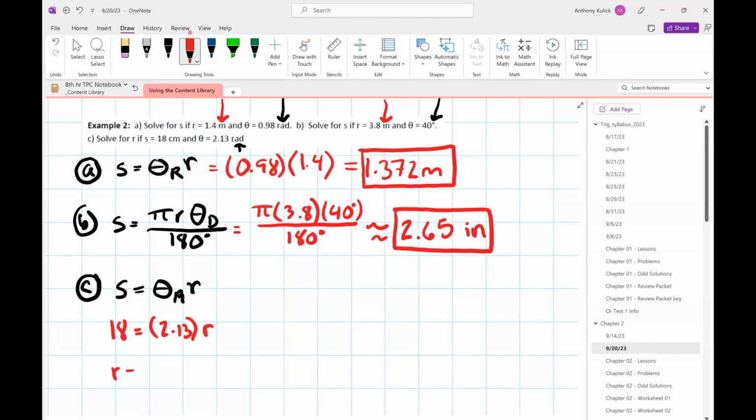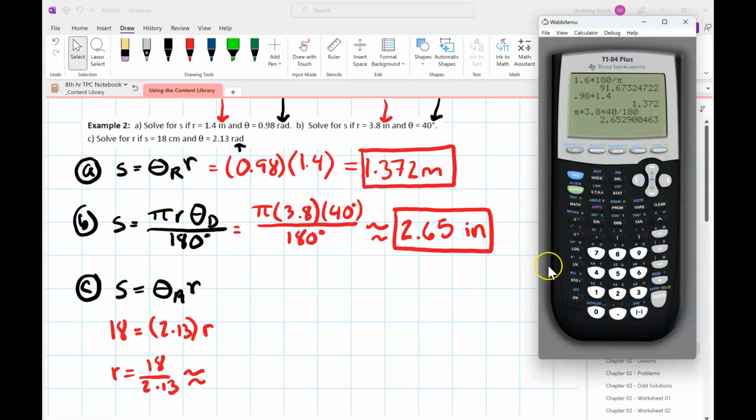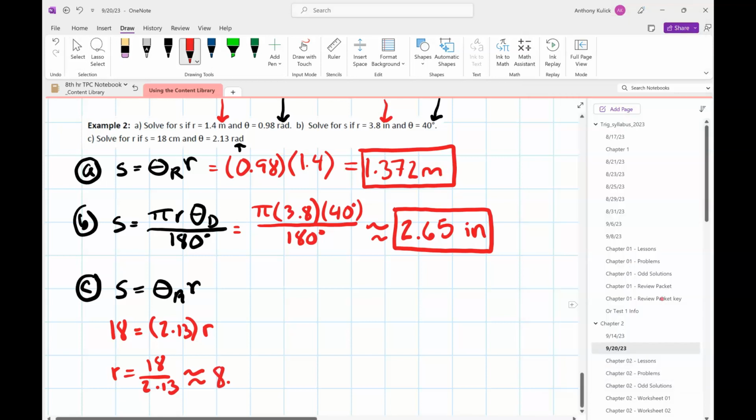I just divide, guys. Is everybody all the way asleep? You're here. That's one. You got one awake. It's not great. So 18 divided by 2.13 is 8.45-ish. And the unit here should be centimeters. What do you think? So far, so good?